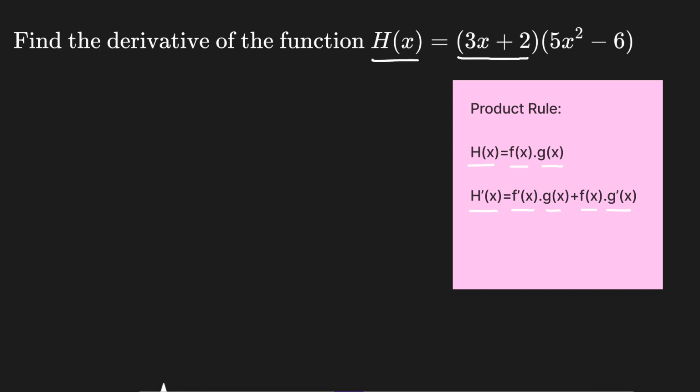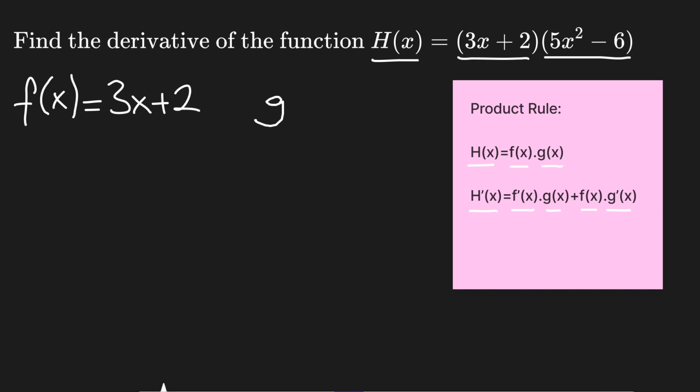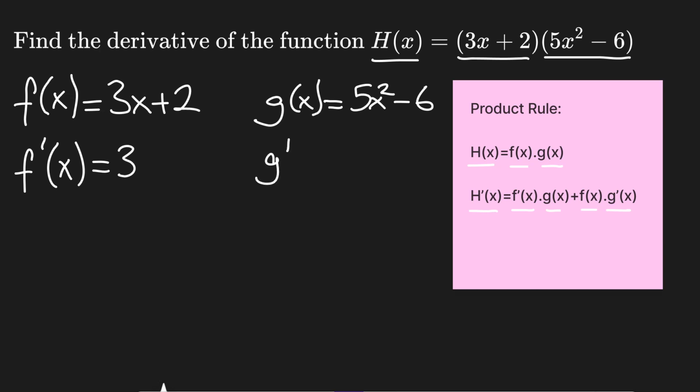The function h of x is made up of two polynomial functions. Let's say f of x is equal to 3x plus 2 and g of x is equal to 5x squared minus 6. What else do we need? Derivative of f of x and g of x. Let's find them. Derivative of f of x is 3 and derivative of g of x is 10x. Let's substitute the functions and their derivatives.